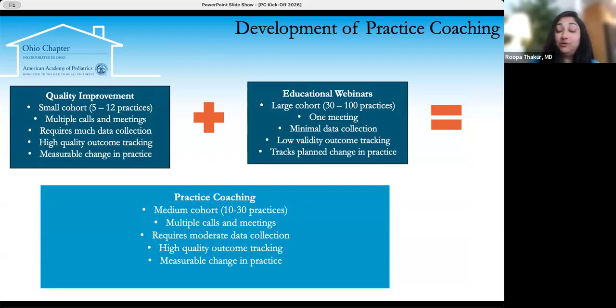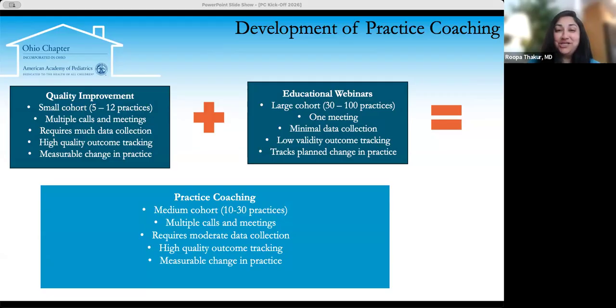As you might know, we've led quality improvement collaboratives in the past that helped practices improve their lead screening and follow-up rates using more of a formal QI design. This involved multiple calls and meetings that convened a smaller cohort of maybe just 5 to 12 practices, required a lot of data collection, so a little resource intensive, and resulted in high quality outcome tracking and measurable changes in practice. So it was effective.